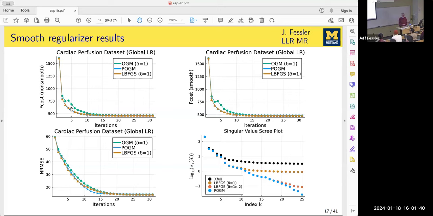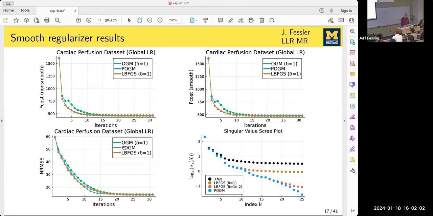Since it's a smooth function, we can also apply the original optimized gradient method, and it's pretty good, but not quite as fast. So don't focus on the green curves as much. Now, from a practical point of view, I don't really care about minimizing the cost function. I care about the quality of the images that come out of it. And so here, this is a setting where we know the ground truth, so I can compute the normalized root mean squared error to the ground truth.